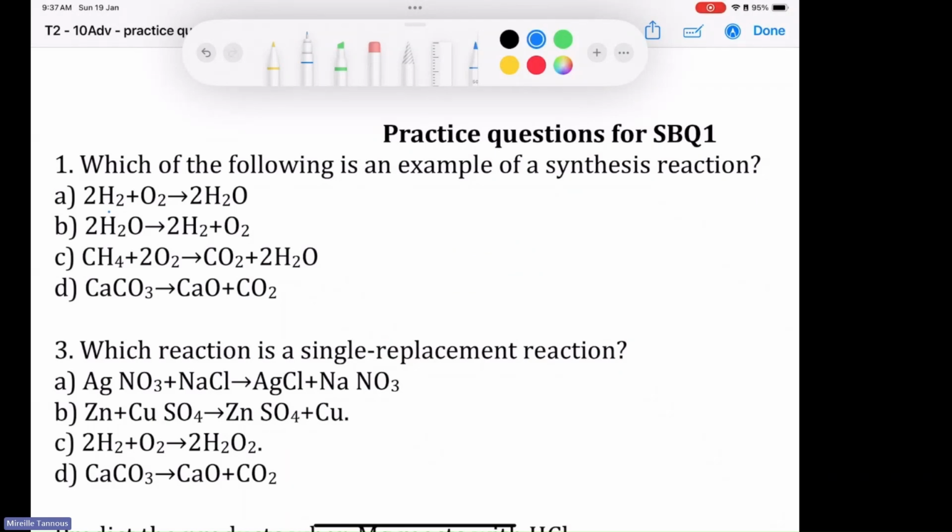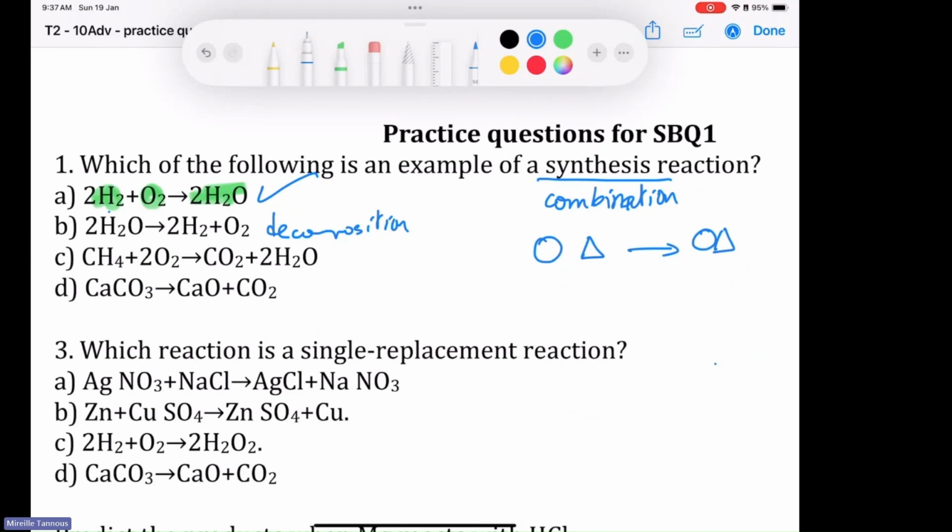Which of the following is an example of a synthesis reaction? A synthesis reaction is also called combination. Whenever we have two particles and we are combining them together. So here, hydrogen and oxygen are combined in H2O. This is a synthesis reaction, whereas the next one is a decomposition.